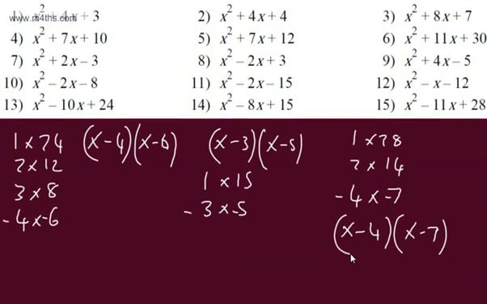So this is factoring. Sometimes you'll be asked to solve them. So if this was set equal to 0 and you're asked to solve, all you've got to do is set this to 0, and you can say to yourself, either x minus 4 is equal to 0 or x minus 7 is equal to 0. If x minus 4 is equal to 0, then x is equal to 4. If x minus 7 is equal to 0, then x is 7.